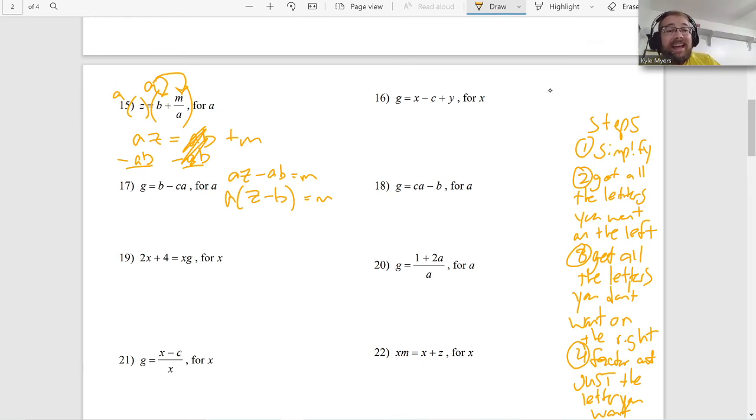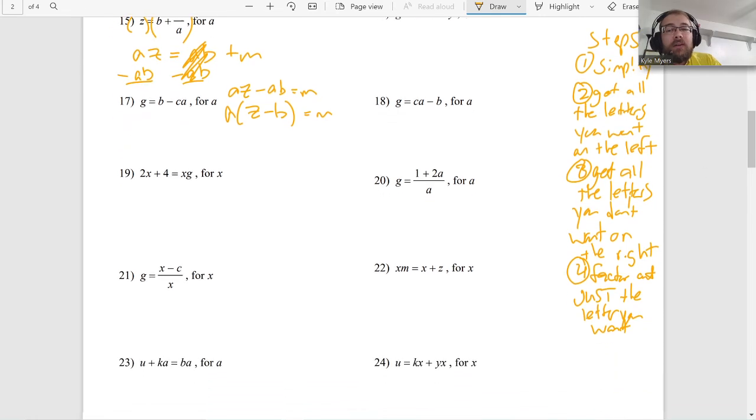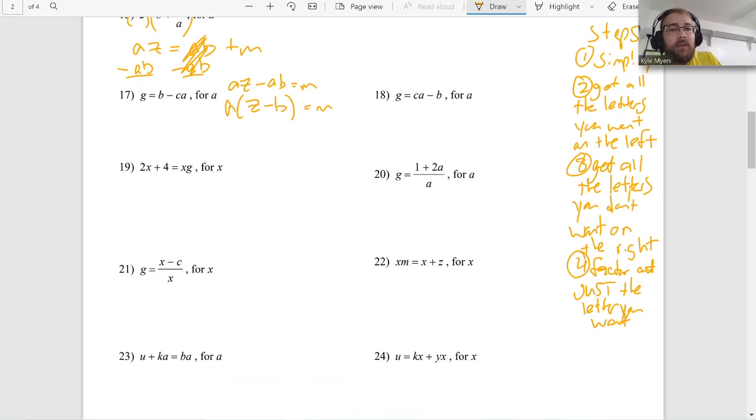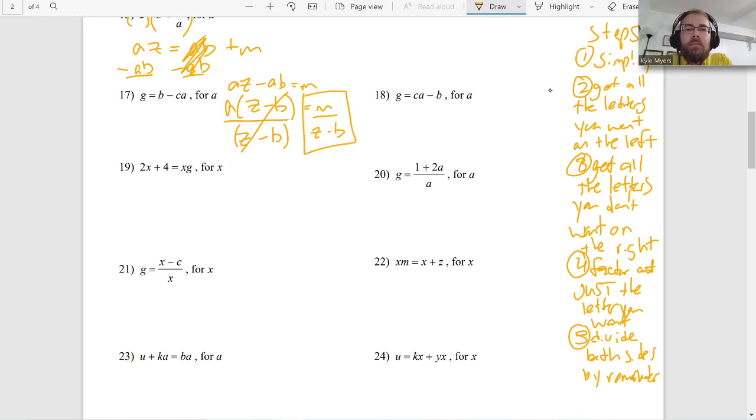Okay, so then the last step, the last thing I want to do then, is I want to divide both sides by the remainder. All right, so divide both sides by the remainder of what was factored out. Okay, Z minus B, Z minus B. It cancels, and then you get the answer. All right, so that's the last step.